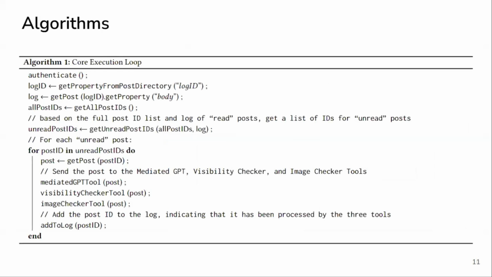Going a little bit more into the nitty-gritty in terms of some pseudocode algorithms, this is our core execution loop, which is essentially what our scheduler in the previous diagram is doing. It is doing some authentication and determining which posts have yet to be processed by our tool. For each of these posts that have yet to be processed, it will send them to the different tools. Then after they have been processed, it will add them directly to the log so that the next time the tool is run, that post is not processed a second time.